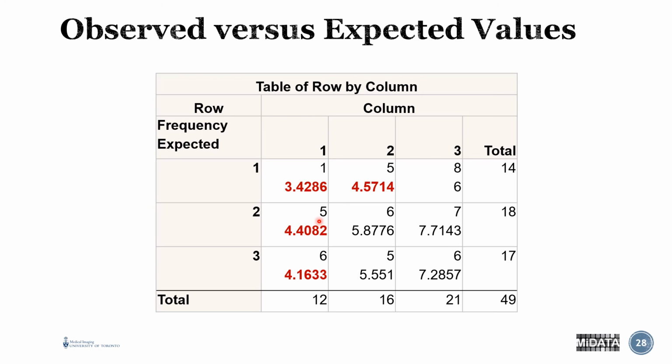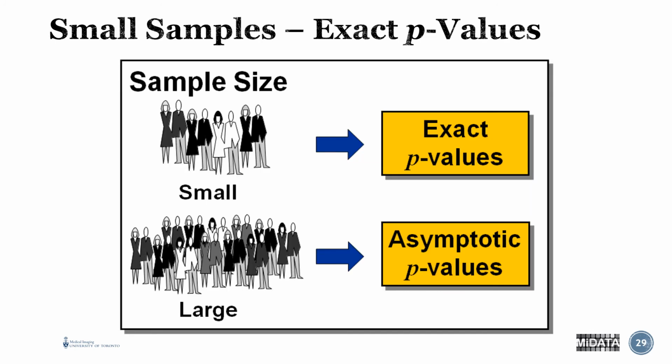Most often you are going to be working with 2 by 2 tables, and in this case it's much easier: if any one of the cells has an expected count of less than 5, then you should use an exact calculation. So what you should remember is if you are dealing with a small sample size, you should be considering an exact p-value calculation for your chi-square. If you have a large sample size, then this is when an asymptotic p-value can be used.